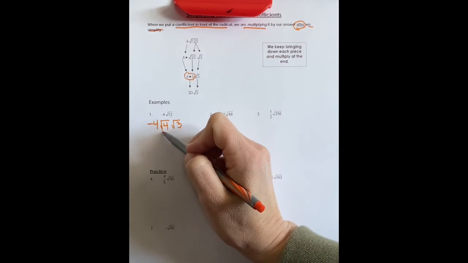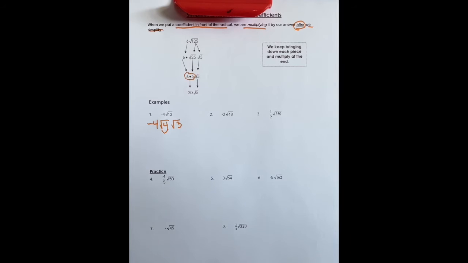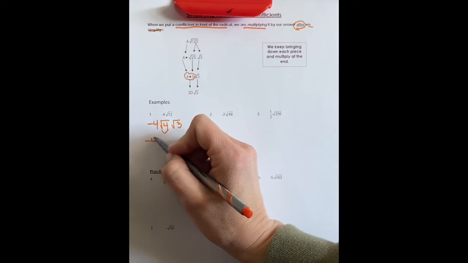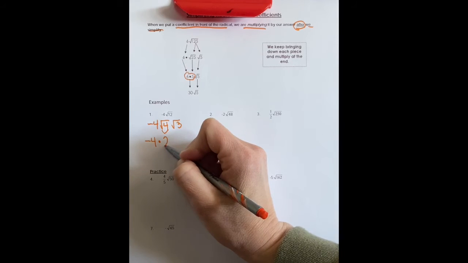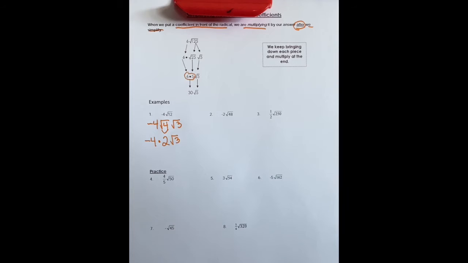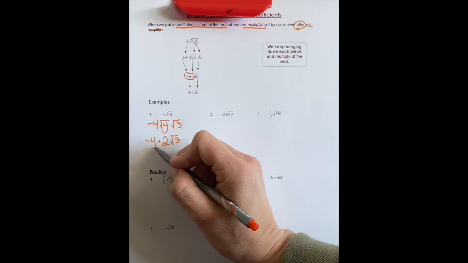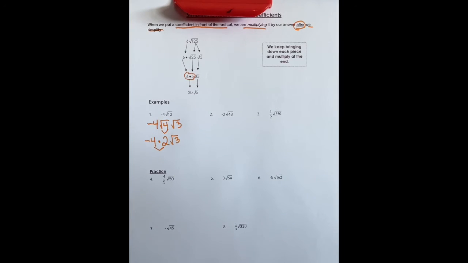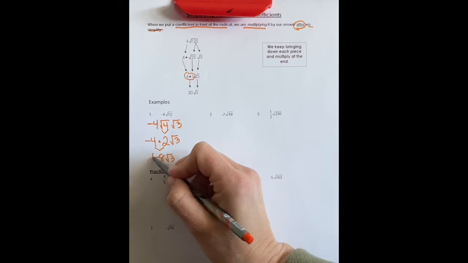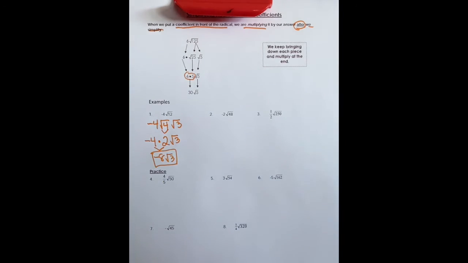Now you're going to take the square root of that perfect square. The square root of 4 is 2. So that -4 gets brought down. It's going to multiply with 2, and then you bring down the radical 3, and then now I'll multiply. -4 times 2 is -8 radical 3. So that would be our simplified answer.